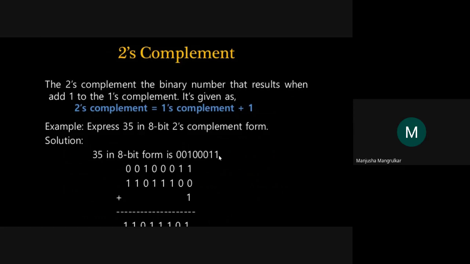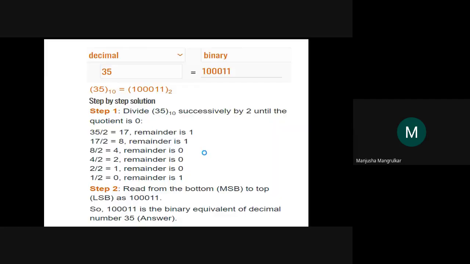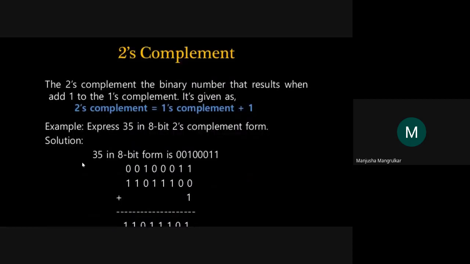Now this you can convert into 2 to the power 0, 2 to the power 1, 2 to the power 2, 2 to the power 3, 2 to the power 4, 2 to the power 5, 2 to the power 6, 2 to the power 7 in this way, or we can convert by using the divide method. First we need to convert this decimal data into binary, and then take the one's complement, which means this data is complemented.